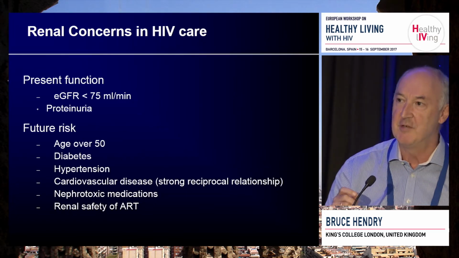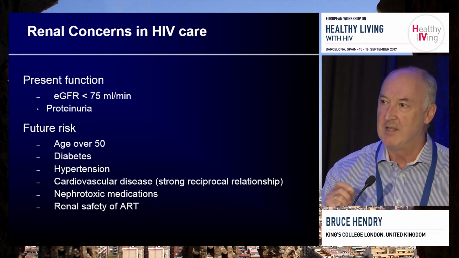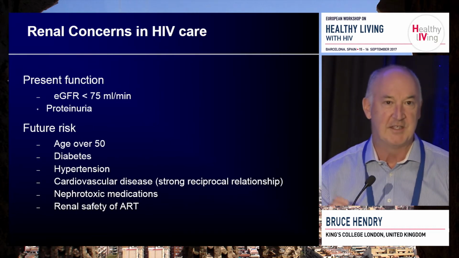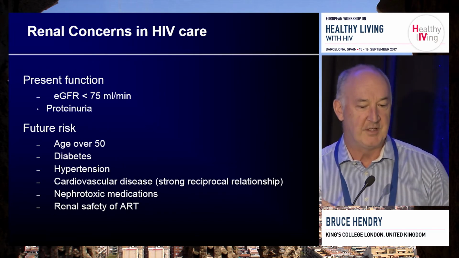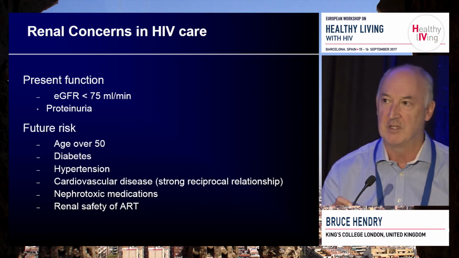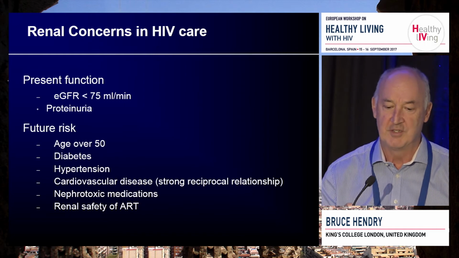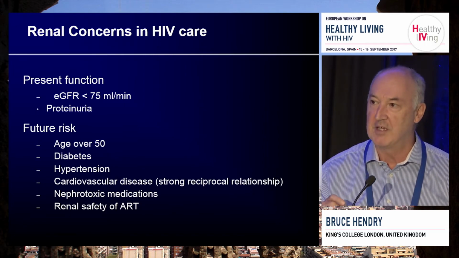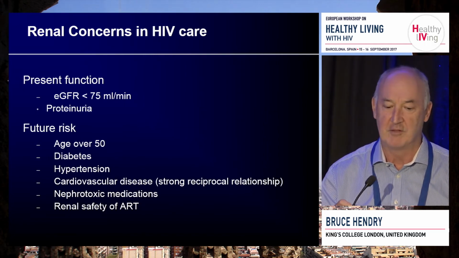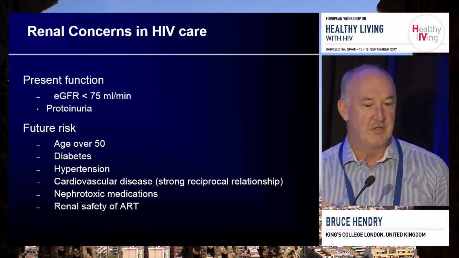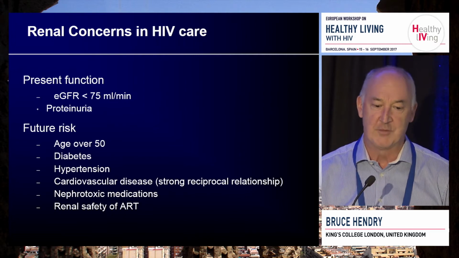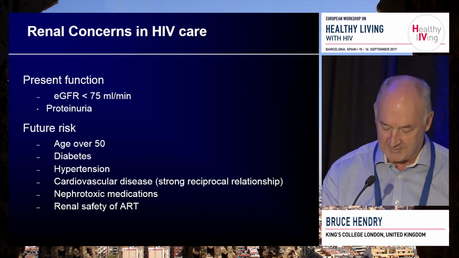Future risk is determined by a number of really important factors which we can very easily detect at baseline. Older patients, type 2 diabetes, hypertension, cardiovascular risk and event patients, people who need nephrotoxic medications in other areas of their medical care, and the renal safety of the ART contributes to our management of future risk of renal disease.